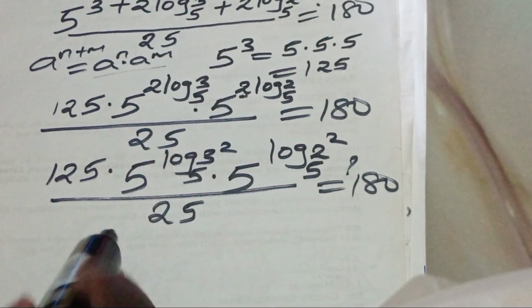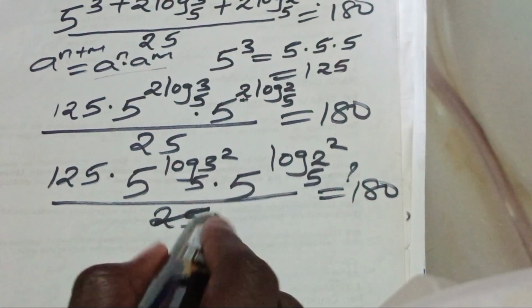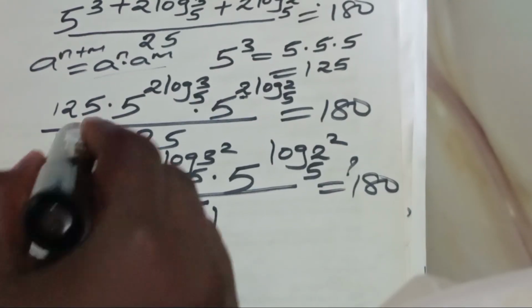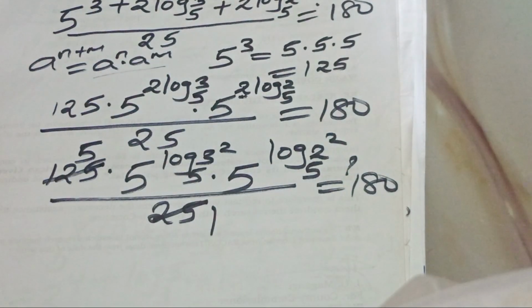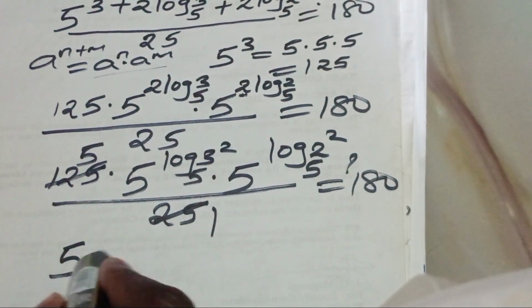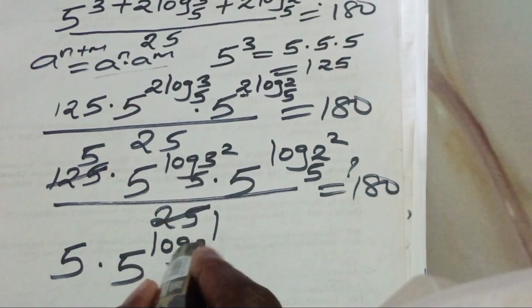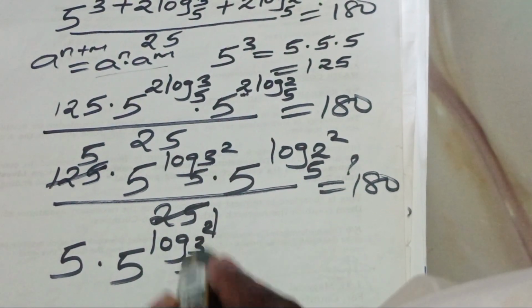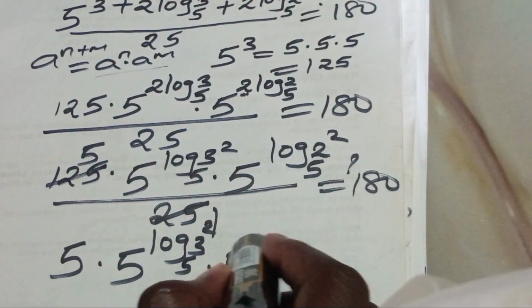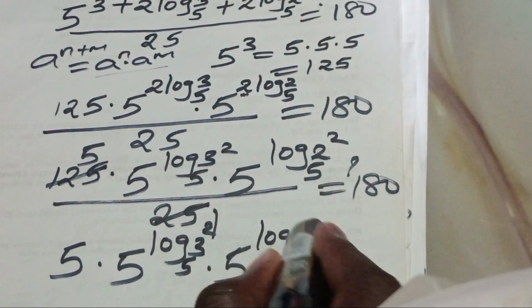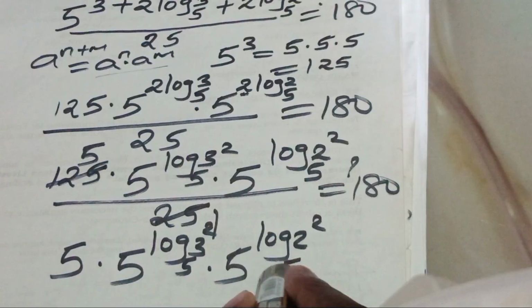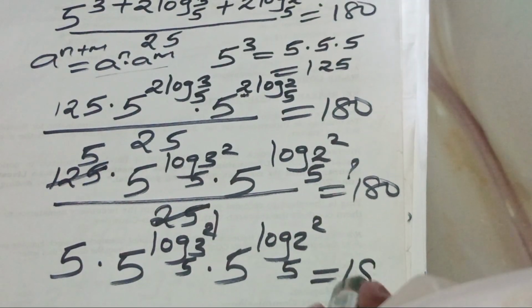Now from what we have here, if you simplify 125 by 25, this is equal to 5. So we have 5 multiplied by 5 to the power log 3 squared to base 5, multiplied by 5 to the power log 2 squared to base 5. This should give us a value of 180.